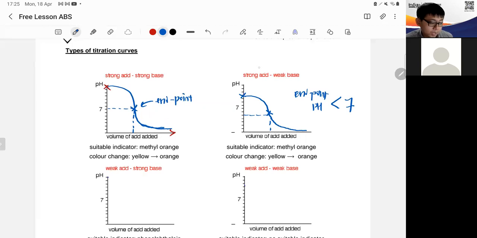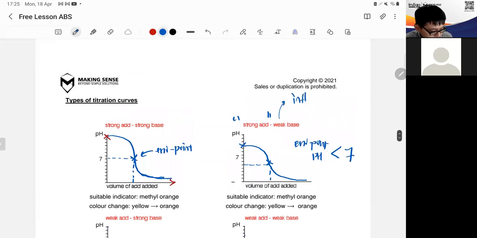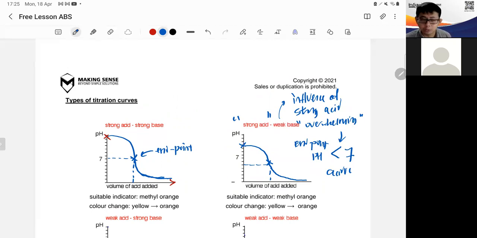You can imagine, perhaps the acid's influence is too strong, because it's a strong acid titration. Perhaps the acid's influence is too strong, even though the neutralization has occurred completely, the end result is that the solution is acidic. So let me write here: influence of strong acid is overwhelming. As a result, the whole thing ends up being acidic. This is just an analogy. Don't treat it as gospel, because in H2 Chem, you learn exactly why it's like that. But for us, right now, Sec 4, Sec 3, we are only going to learn about the shapes and the characteristics.